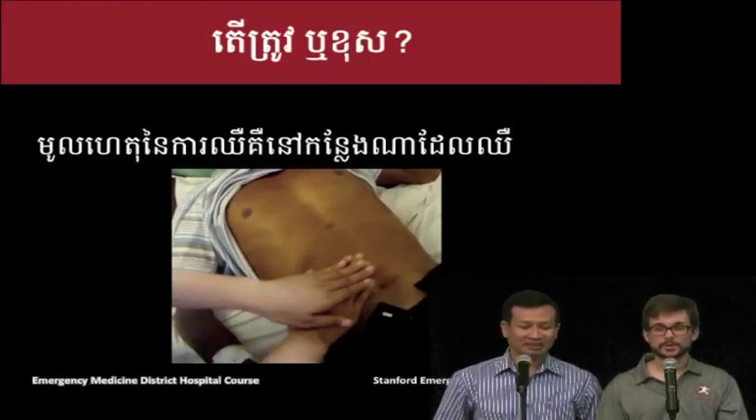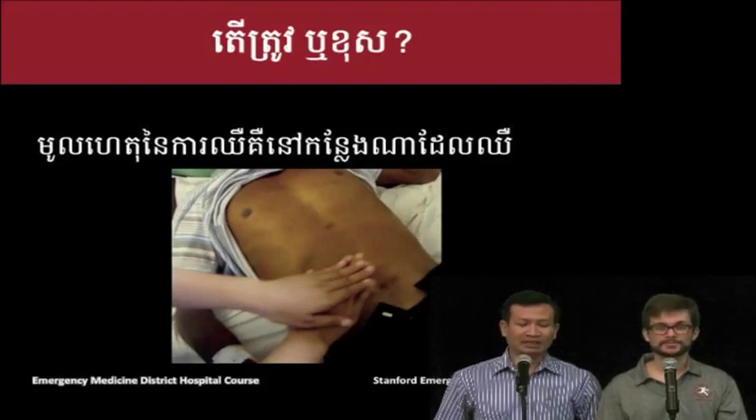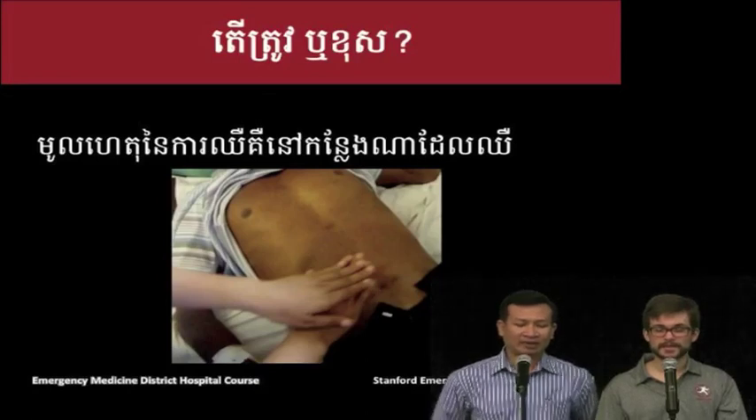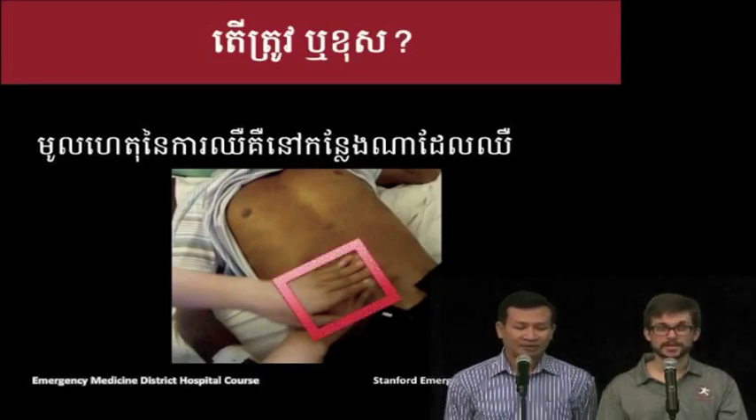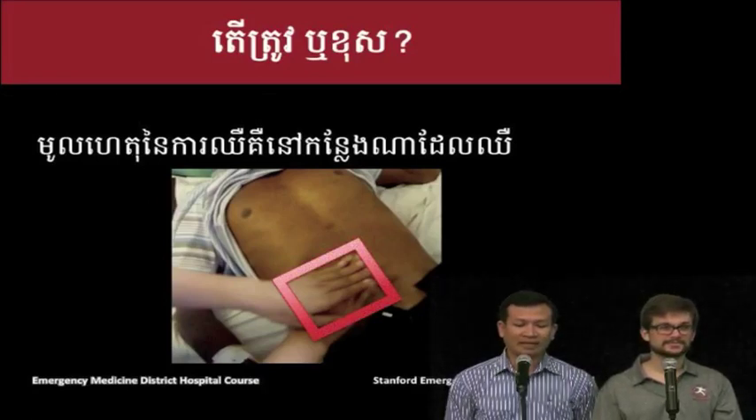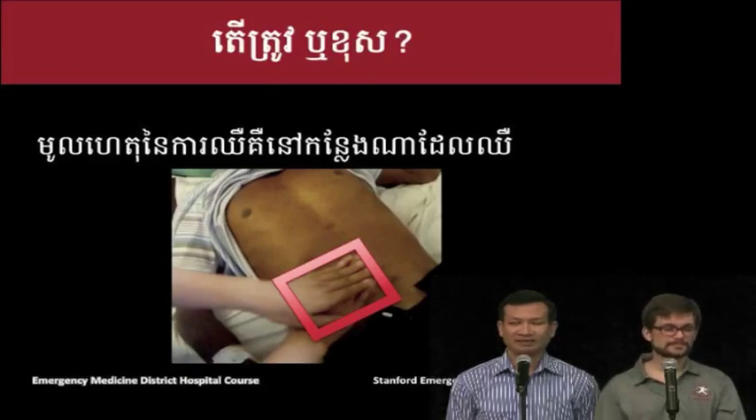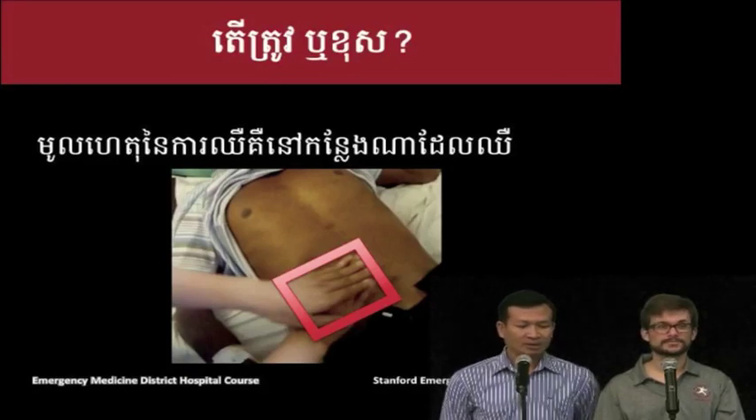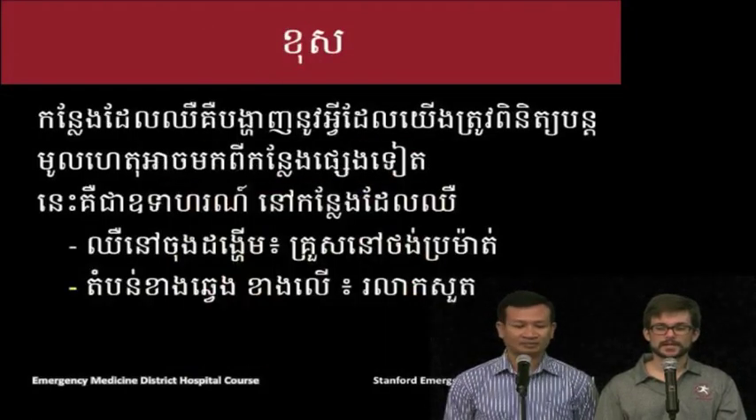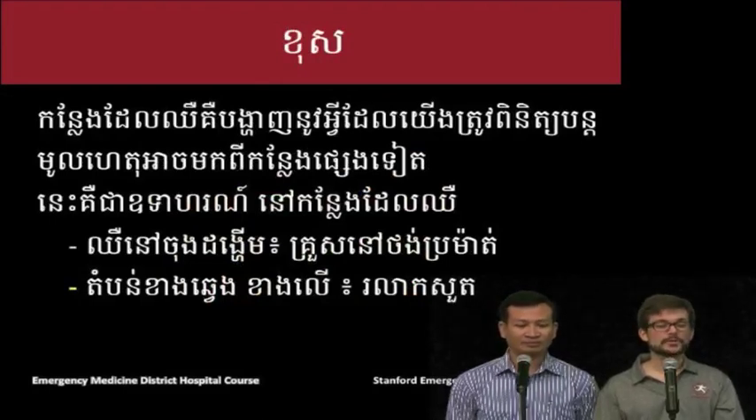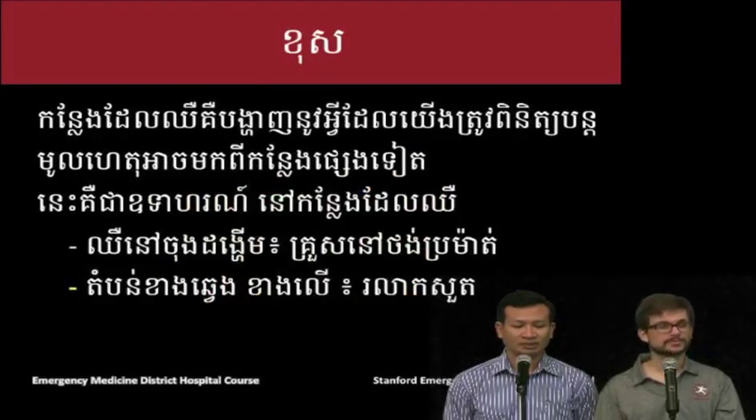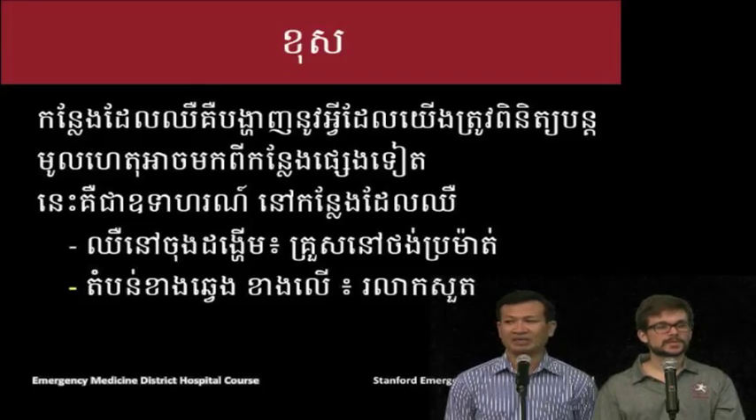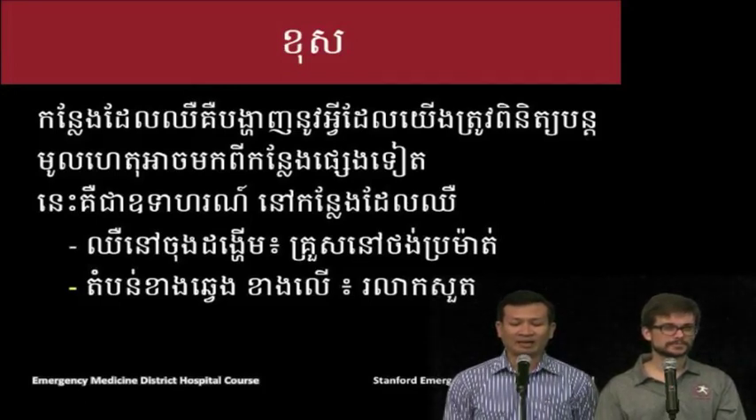In this patient, we pressed on the right lower quadrant and they felt pain. Does that mean that the source of the pain has to be in the right lower quadrant? What is your answer? It's false. The pain site indicates which workup to do. It tells you which lab test to order and which imaging. But the sick organ could be somewhere else.